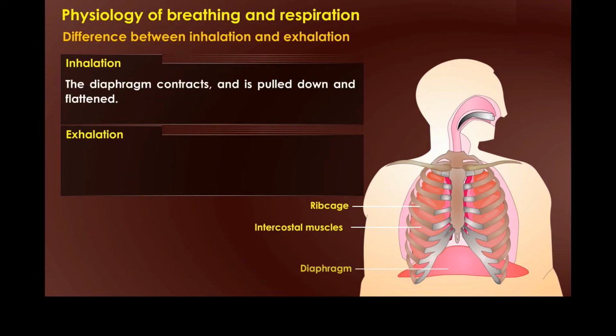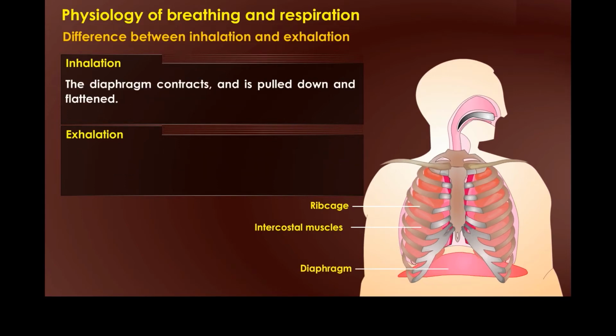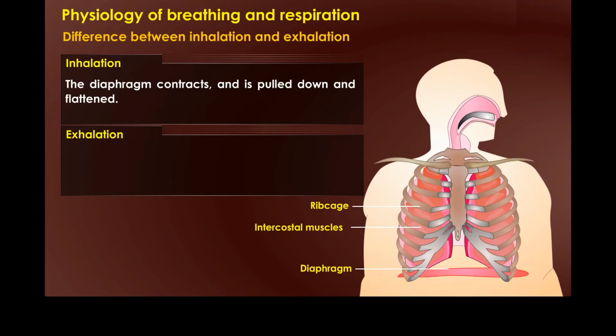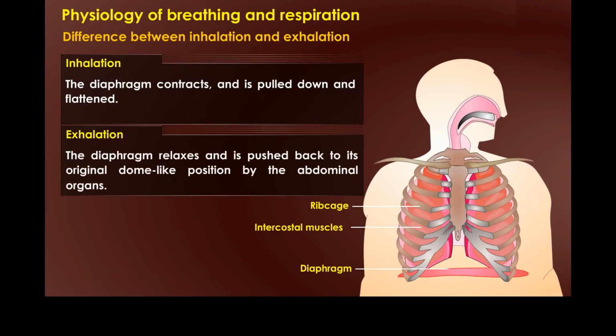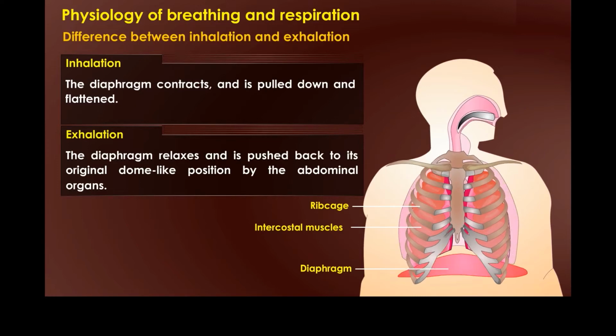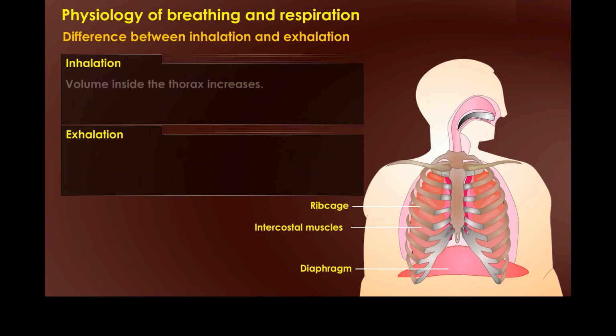The diaphragm contracts in inhalation and is pulled down and flattened. During exhalation, the diaphragm relaxes and is pushed back to its original dome-like position by the abdominal organs. During inhalation, volume inside the thorax increases. During exhalation, volume inside the thorax decreases.